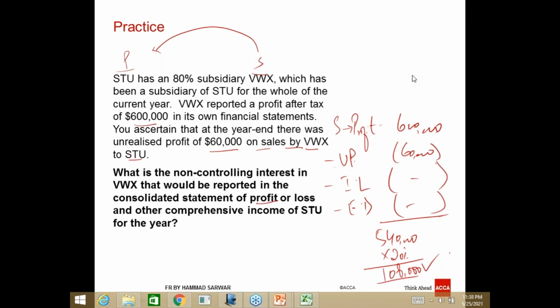No, 5,40,000 is the adjusted profit of the subsidiary company, out of which 108,000 is related specifically to NCI. The remaining amount will be related to the profit of the subsidiary attributable to the parent. Any question?